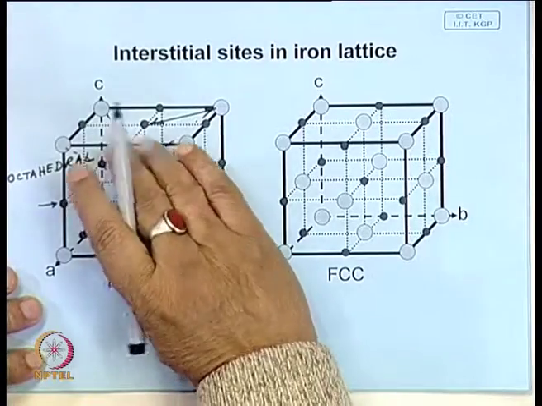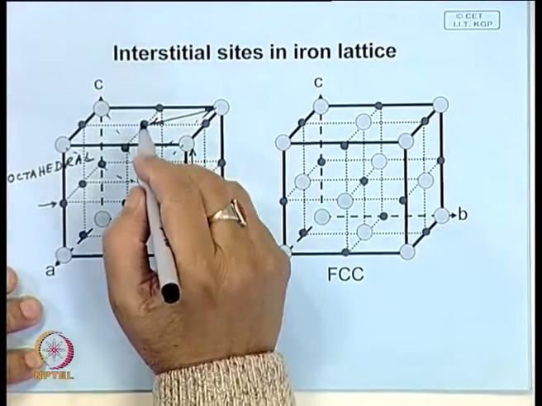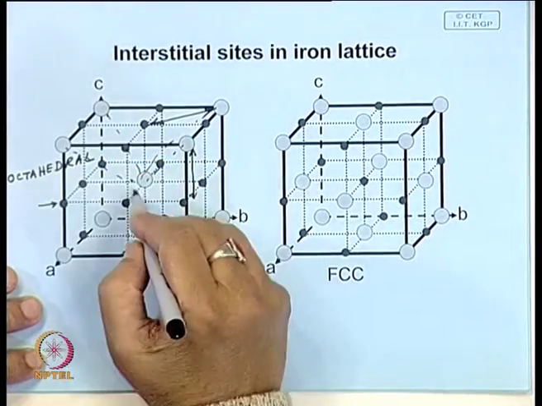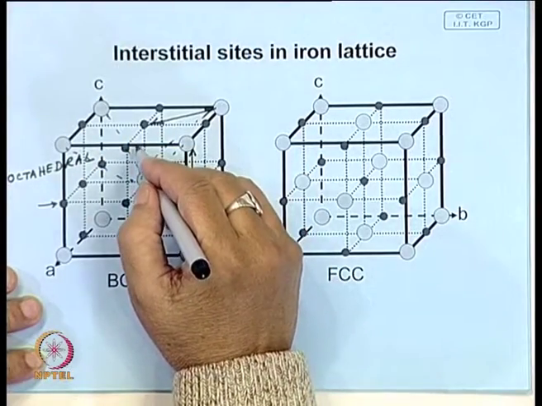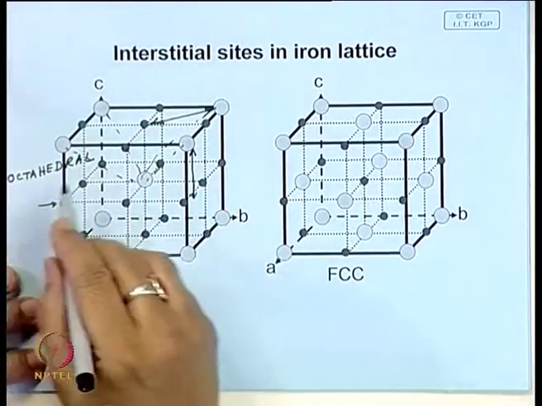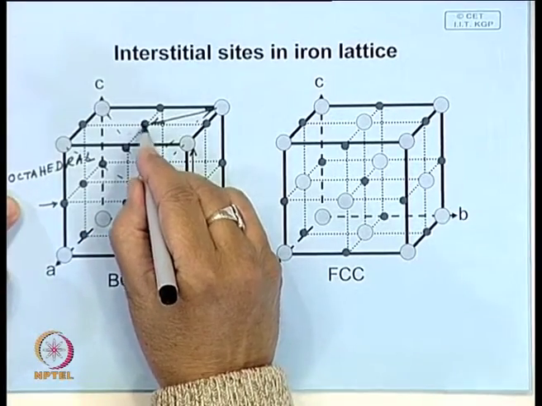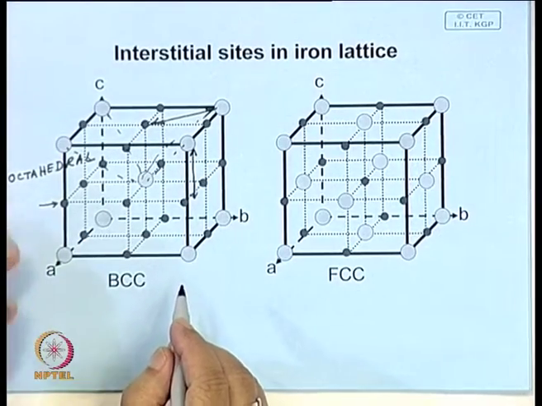and similarly if you visualize, there is another cell on the top, and you can join these with the center atom on the unit cell above this, then you will get an octahedron, and the center of that octahedron is the likely location of carbon atom.